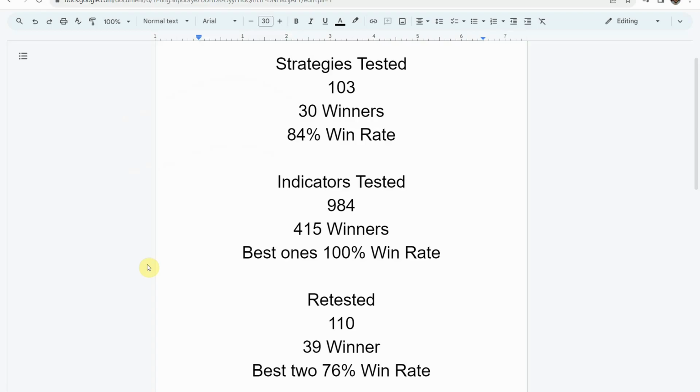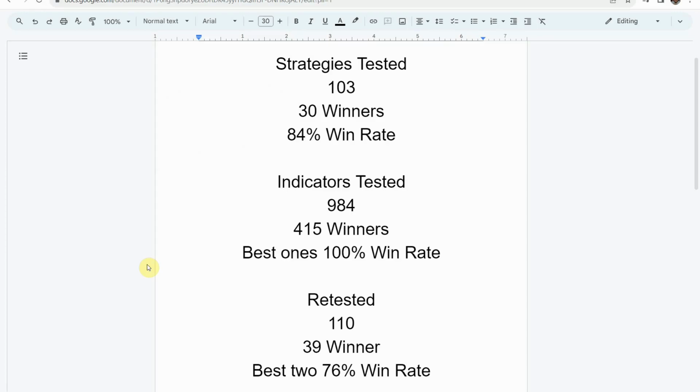We've also tested a total of 984 indicators, with 415 of them being winners. The best ones so far were able to achieve a 100% win rate. Now you need to go back and watch those videos to understand the context of how they were able to achieve that. So go back and watch those videos and see what you can get out of those winning indicators. We've also retested in the advanced testing 110 of the winning indicators. 39 of them have been able to maintain the winning status, the best to a 76% win rate.